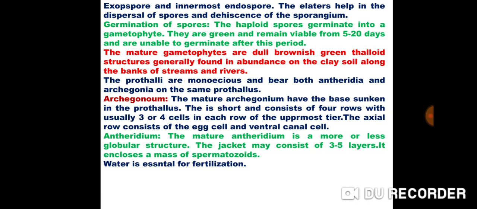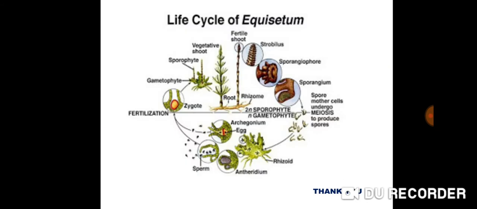Then archegonium. A mature archegonium has the base sunken in the prothallus. It is short and consists of 4 rows and usually 3 or 4 cells in each row of the uppermost tier. The axial row consists of an egg cell and a ventral canal cell. Then antheridium. The mature antheridium is a more or less globular structure. The jacket may consist of 3 to 5 layers. It encloses a mass of spermatozoids, and water is essential for fertilization.